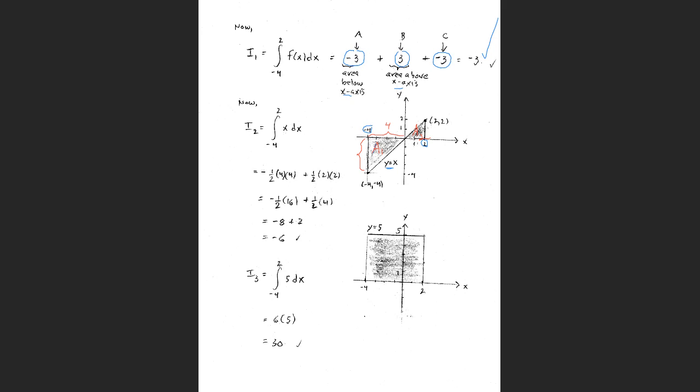I would expect to see this kind of work on the final exam. If it's a section 5.2 question, I would not want to see just an answer. So this gets us our area for A1. And then for the second area, the base is 2 and the height is 2, and that area is above the x-axis.